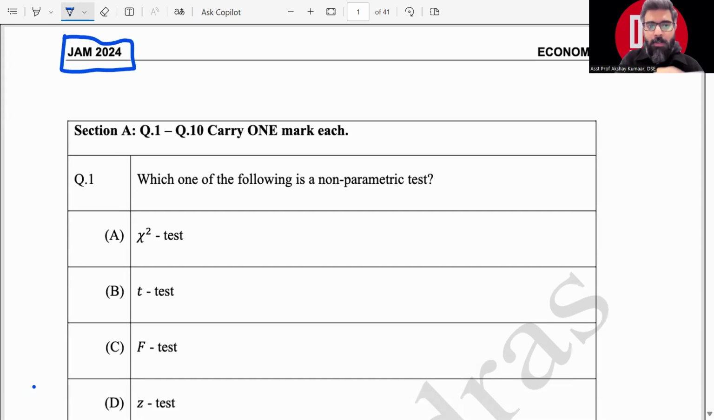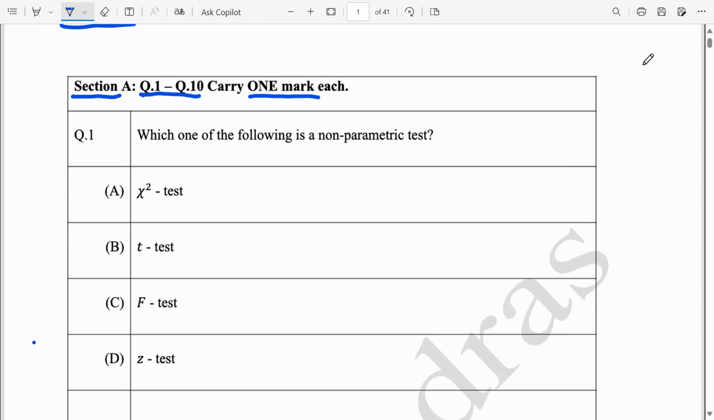So in this lecture, I'm going to start with the discussion of section A, which contains problems from question 1 to question 10. And all these questions within section A are for 1 mark each. So let's quickly start with the discussion of problems from section A in this particular lecture. Let's look at question number 1.